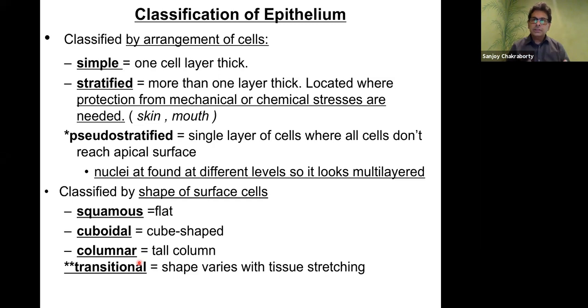Now, when scientists were studying, they found 2 additional varieties. One is called pseudo-stratified, and the other one is called transitional. Pseudo means false, so pseudo-stratified cells look like stratified, but they are not stratified. When you're looking at these cells, I'll skip a few slides just to get you the picture, and then I'll come back here.